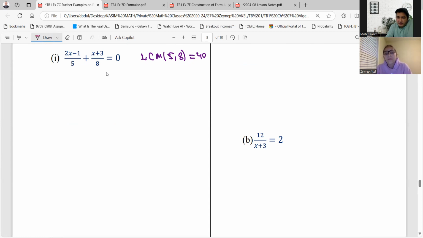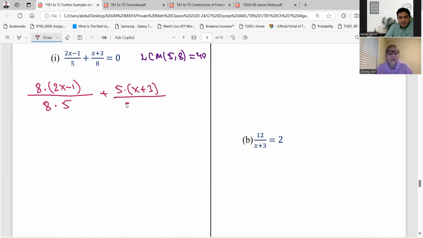So now the 5 and 8. I need to bring the common denominator. What do I do in the first one? I multiply by 8. So here we have 8 times the expression in parentheses, and also multiply the numerator by 8 times 5. Plus the second one, I multiply by 5: 5 times x plus 3. And here we have 5 times 8 equals 0.